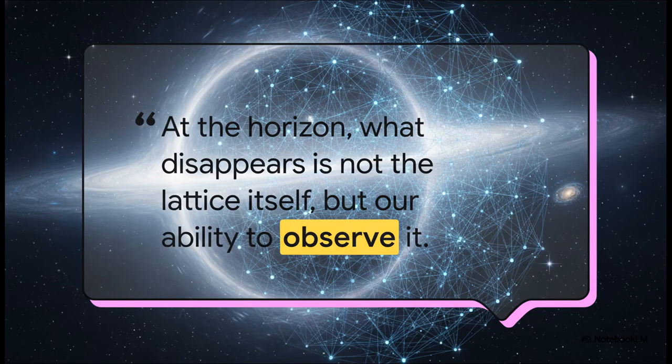And this gives us a totally new way to think about the event horizon. The idea is that at the horizon, the lattice itself doesn't just vanish. What disappears is our ability to see it. It becomes so incredibly compressed, so stiff, that it basically can't communicate with the outside universe anymore. Its properties can't project outwards.